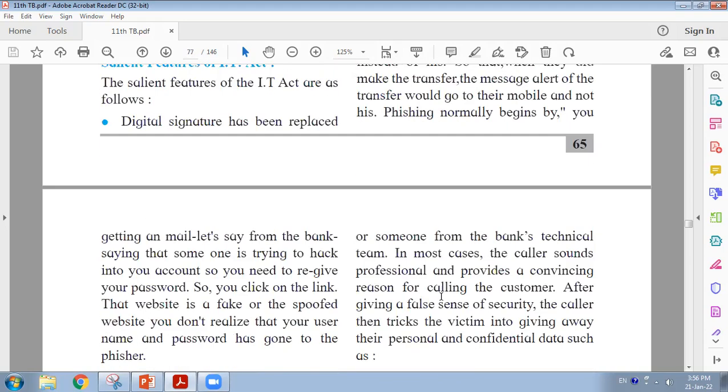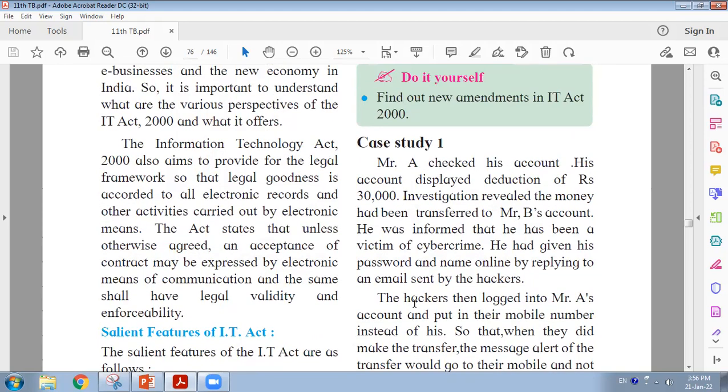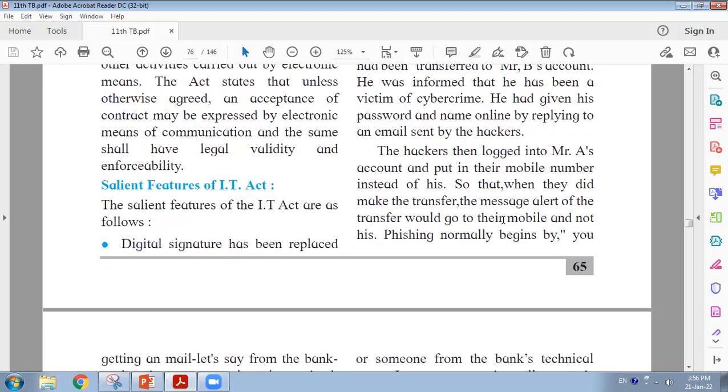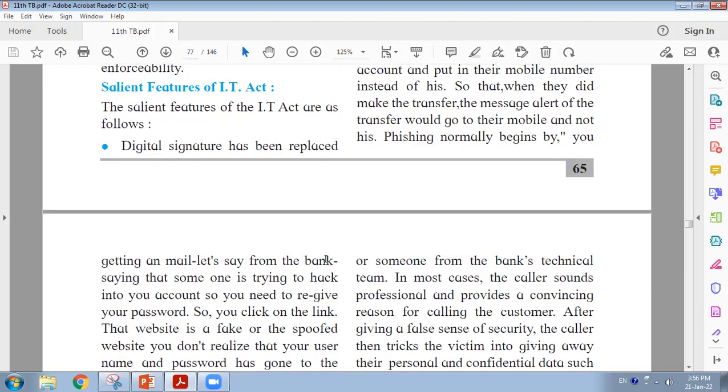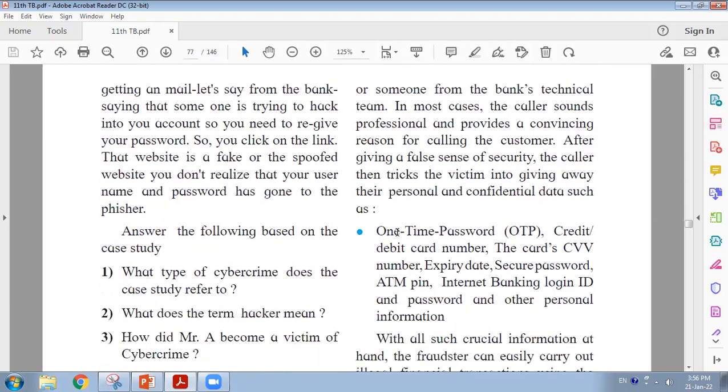Okay, I think up to now you got the complete concept of IT Act, cyber law, cyber crimes, and different security procedures. Today we have completed our fourth lesson, cyber law.